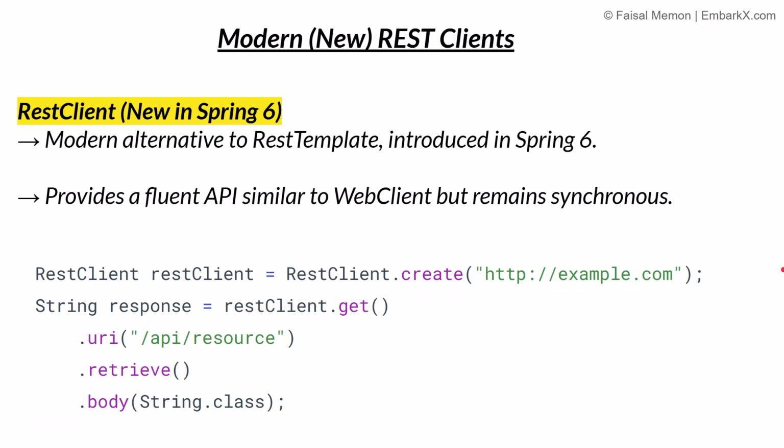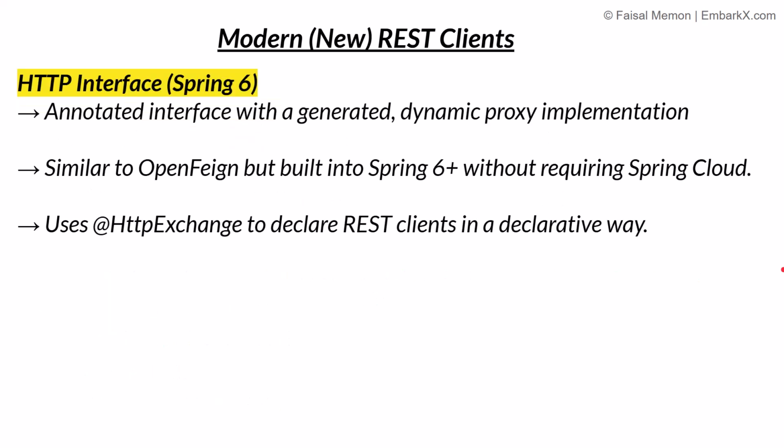Okay, so this is about REST client, and then you have something called HTTP interface. Now what is the HTTP interface? It's an annotated interface with a generated dynamic proxy implementation. Okay, so it's like a proxy basically. You can create a proxy basically to WebClient, and you can even make use of RestClient over here with HTTP interface. And it is similar to OpenFeign, but built into Spring 6 plus without requiring Spring Cloud. And it makes use of this annotation @HttpExchange to declare REST clients in a declarative way.